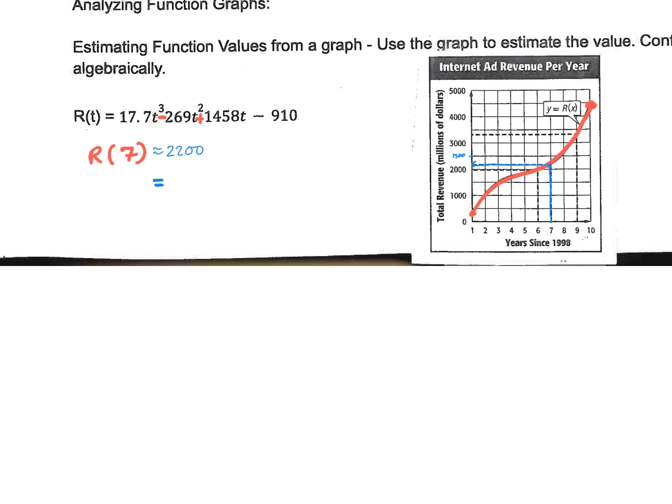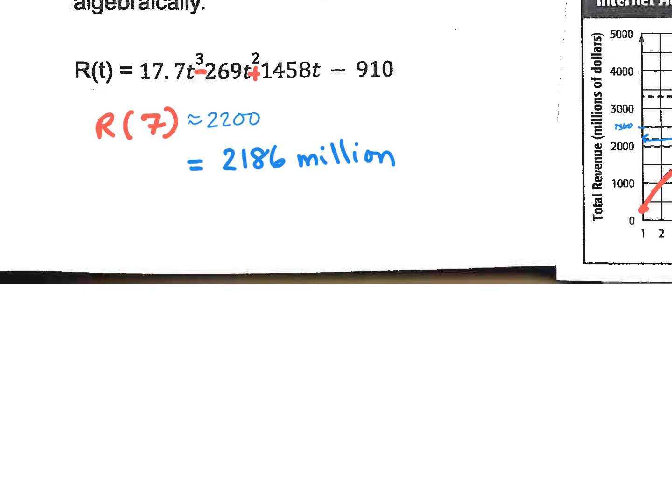Did you get pretty close? What'd you get? 2186. That is approximately 2200, isn't it? If you did not get that, then you put something in your calculator wrong. You may have put a parenthesis wrong, something like that. Just double check what you put in.